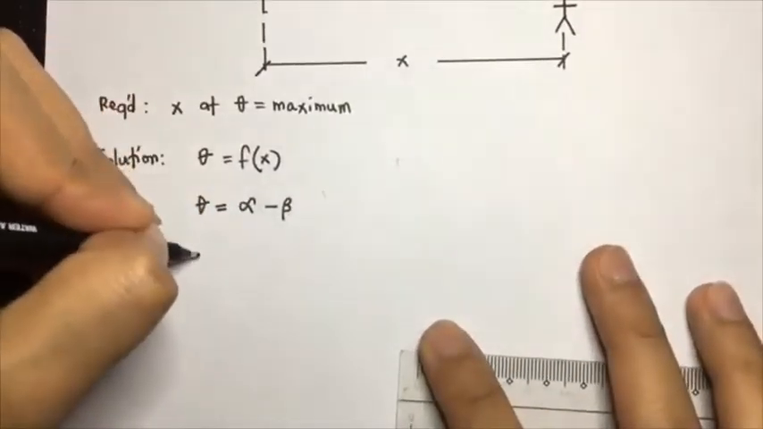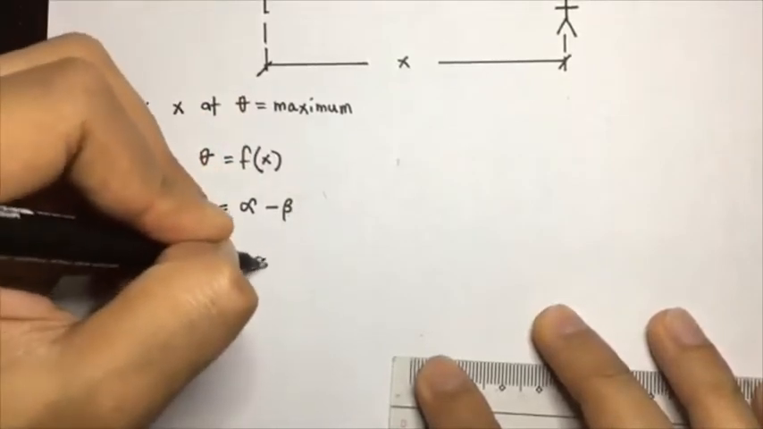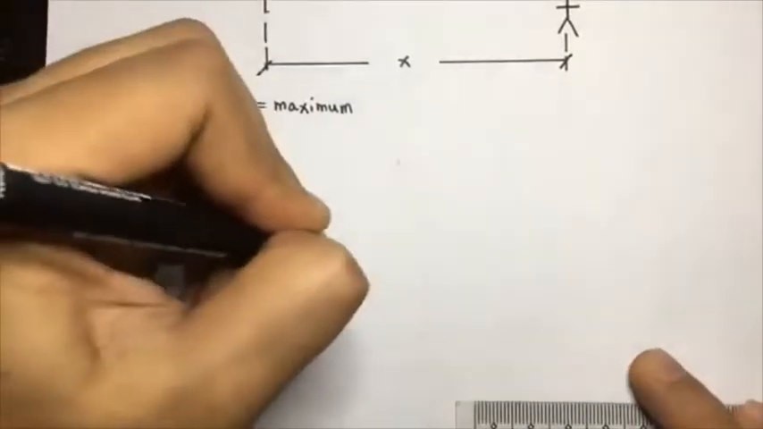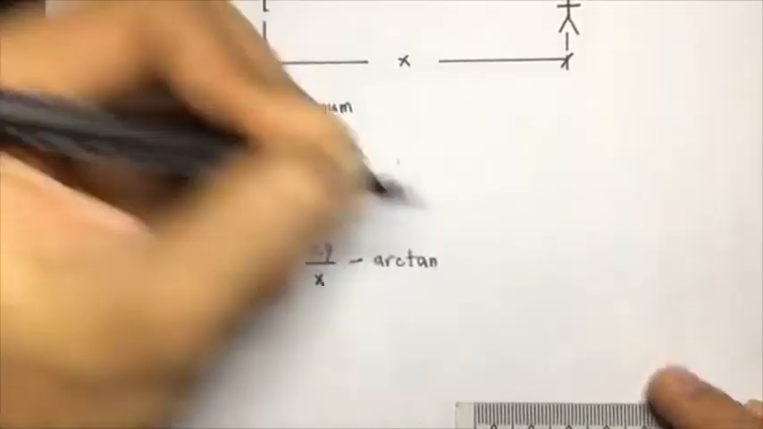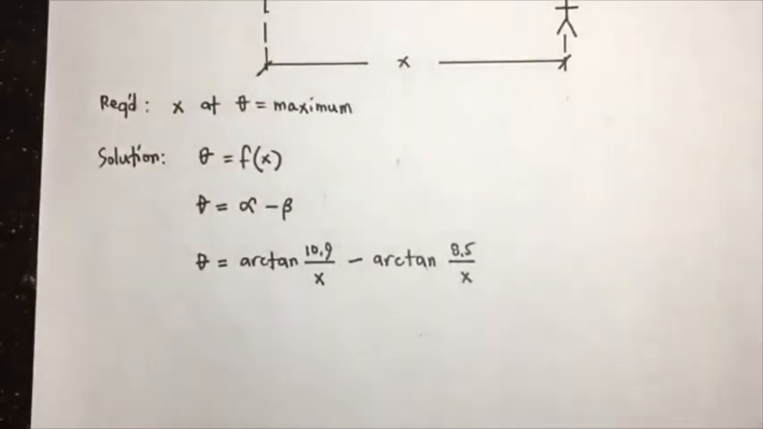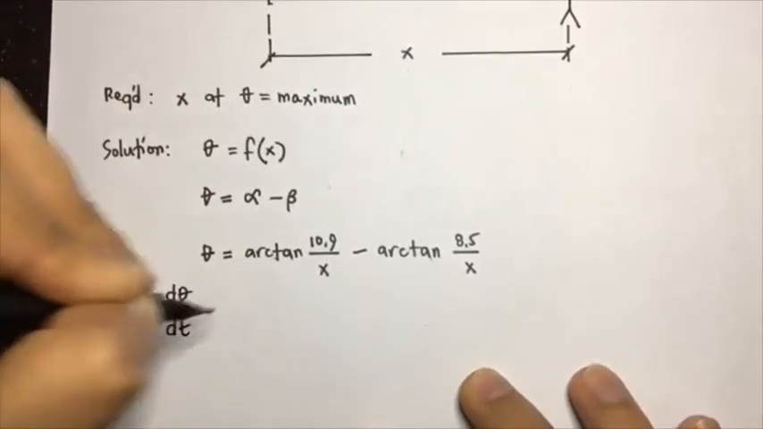So therefore, we now have theta as a function of x, which is arctan of 10.9 over x minus arctan of 8.5 over x. Now we can derive theta with respect to x. Getting its derivative and then setting it to 0 so that we can solve for the maximum value of x. So setting d theta over dx equal to 0.